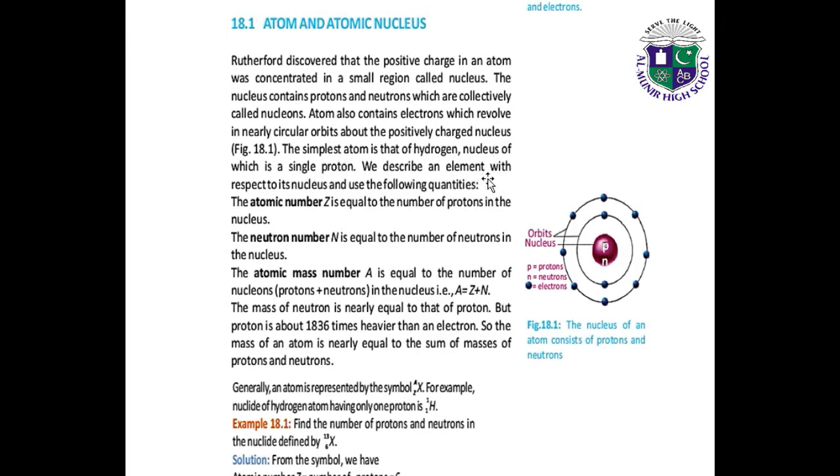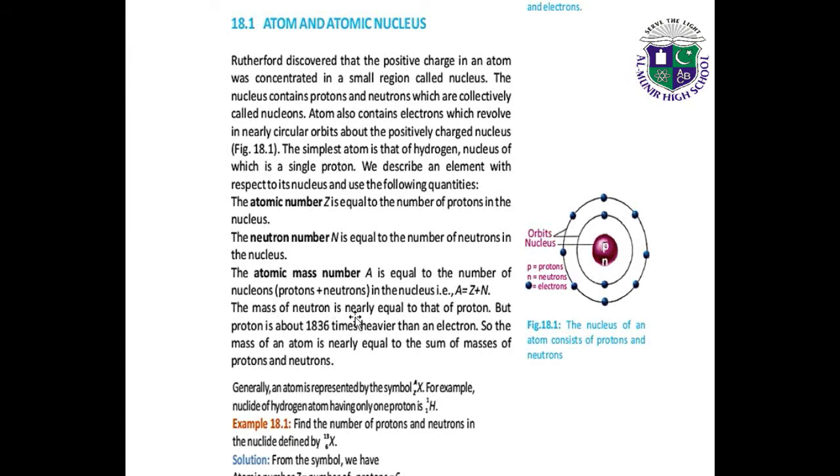We describe an element with respect to its nucleus and use the following quantities. The atomic number Z is equal to the number of protons in the nucleus. The neutron number N is equal to the number of neutrons in the nucleus. The atomic mass number A is equal to the number of nucleons, protons plus neutrons in the nucleus.